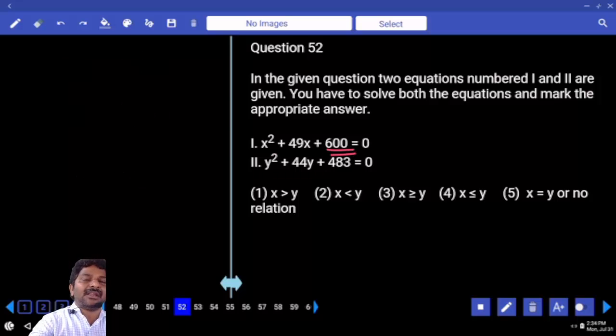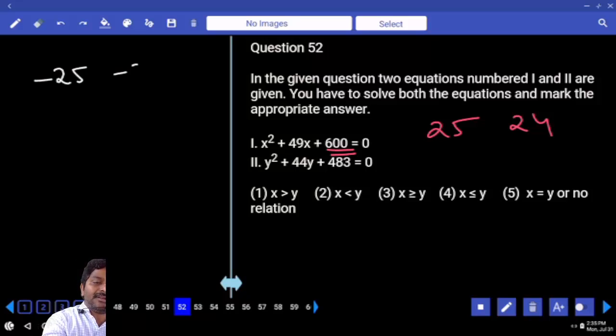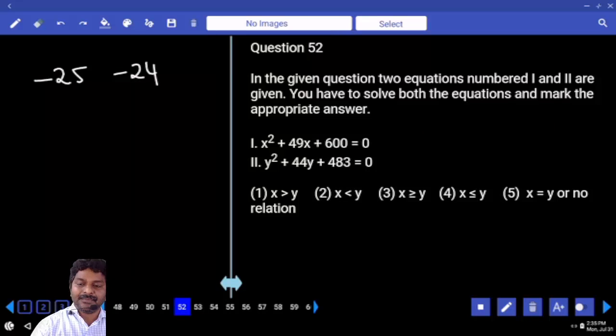600. In 100, how many 25s will be there? In 600, 6 into 4, 24. So 25, 24 is the combination. Factors are minus 25, minus 24. Got it? Now, is it a 3 multiple? 483, is it a 3 multiple? Right. Now, is it a 7 multiple? 490 minus 7. 7 multiple also. So it is a 21 multiple, right? 21, 2 times, 42, 63, 3 times.